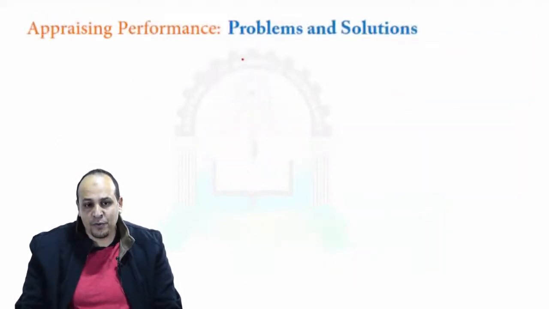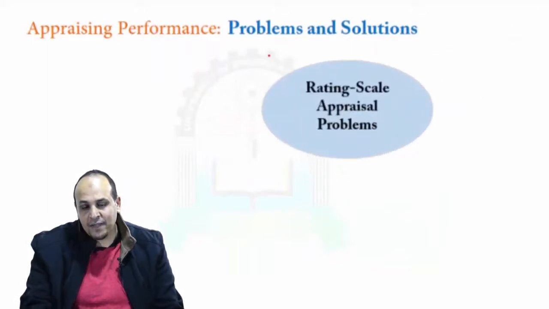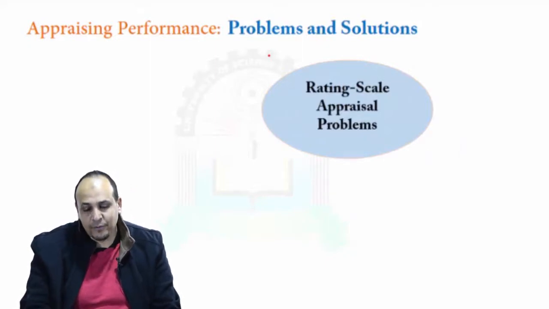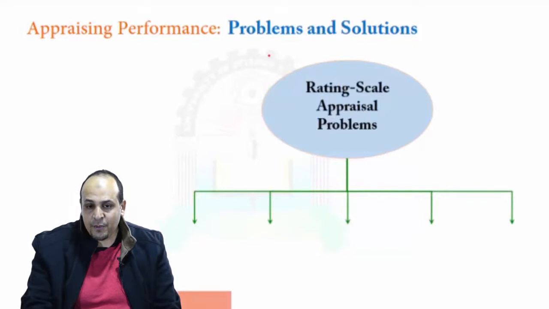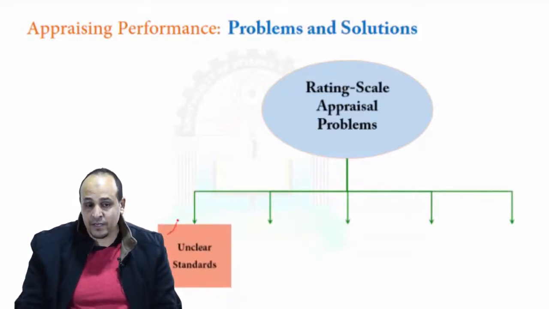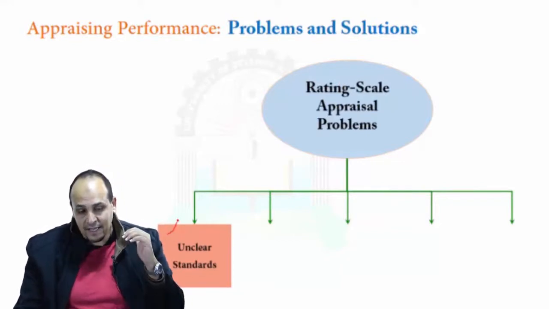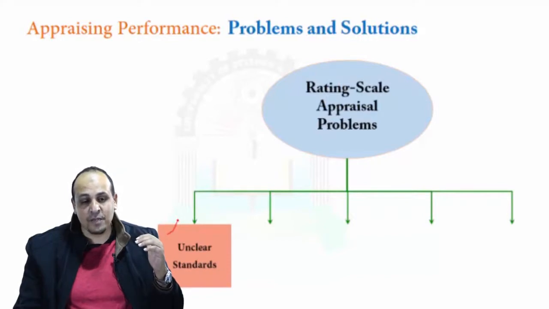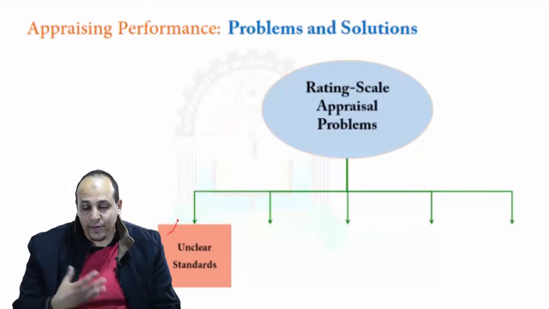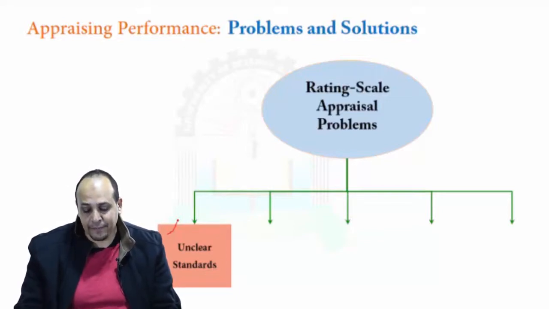Now, appraising performance, problems and solutions. There can be some problems as we talk about different tools, like, for example, rating scale appraisal problems. First one, unclear standards. This is the number one kind of problem in appraising employees. If the standards set to appraise employees are not clear, the one who rates employees will not be able to appraise people fairly and accurately.